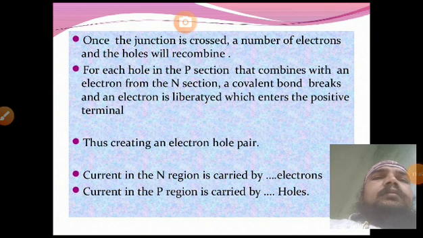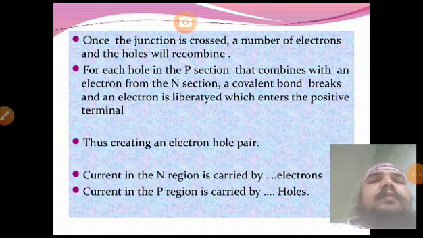Once the junction is crossed, a number of electrons and holes will recombine. For each hole in the p section that combines with an electron from the n section, a covalent bond breaks and an electron is liberated, which goes to the positive terminal. Then it creates an electron-hole pair.